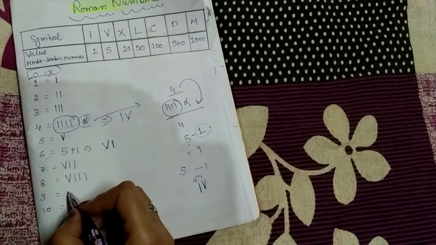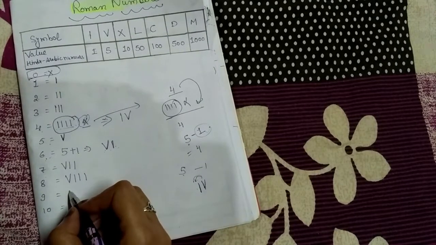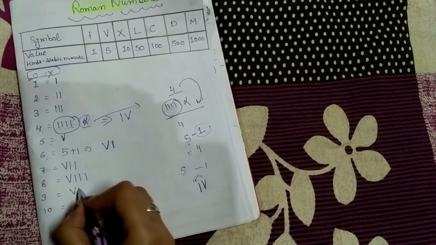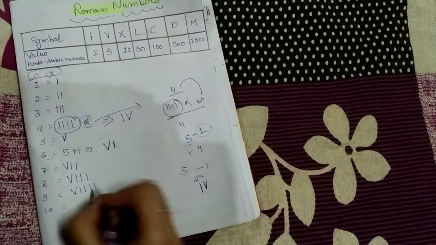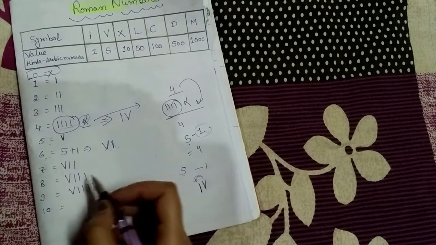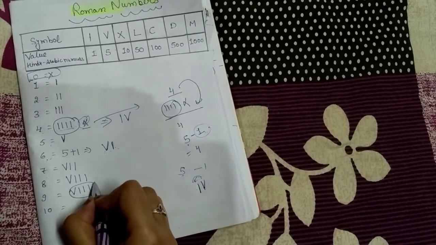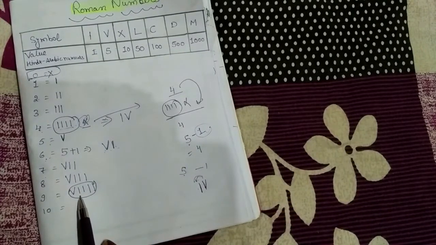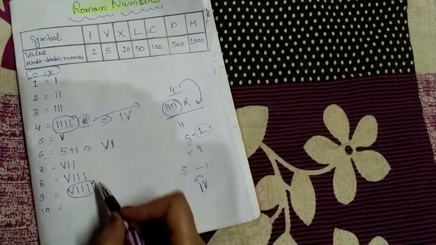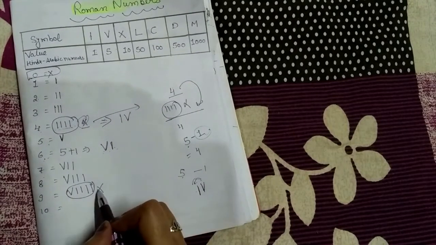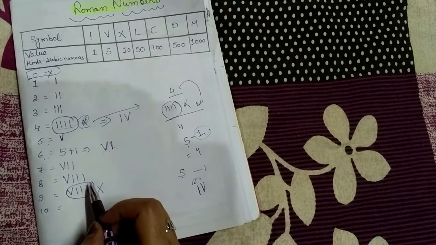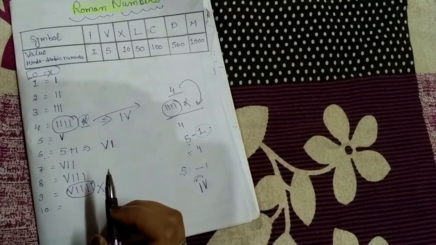Correct? For 9, what can we do for 9? So we can write like this, na? 5, 6, 7, 8, 9. Is it correct? No, it is again wrong, because according to the first rule we cannot use or repeat a symbol more than 3 times. Correct? Here this will be incorrect. Here we are using 1, 2, 3, 4 I's together. It will be wrong.